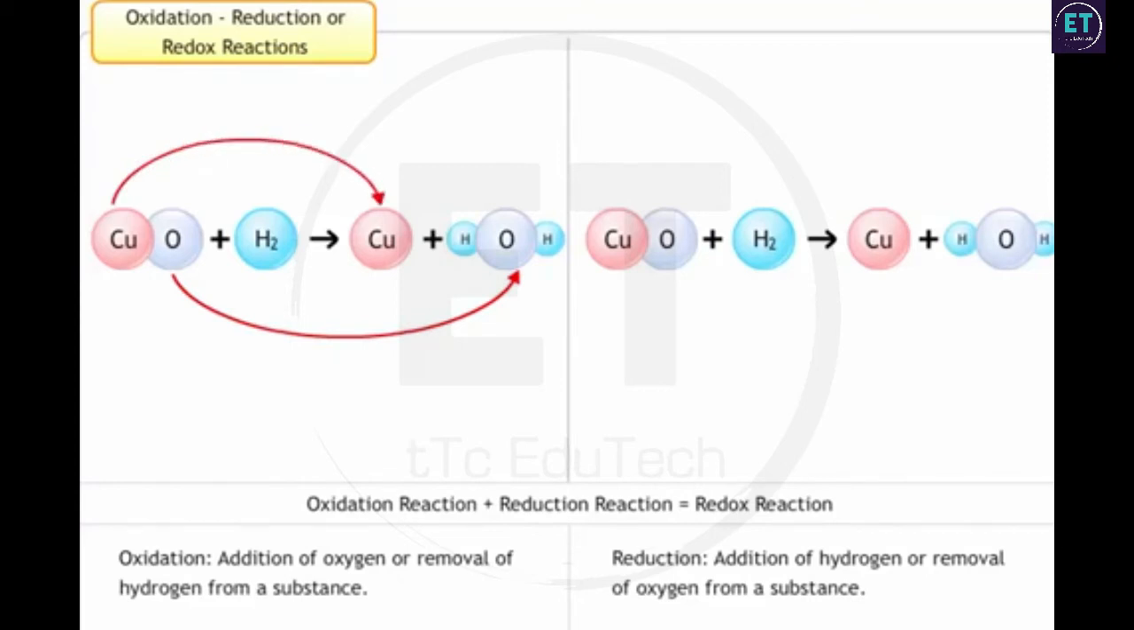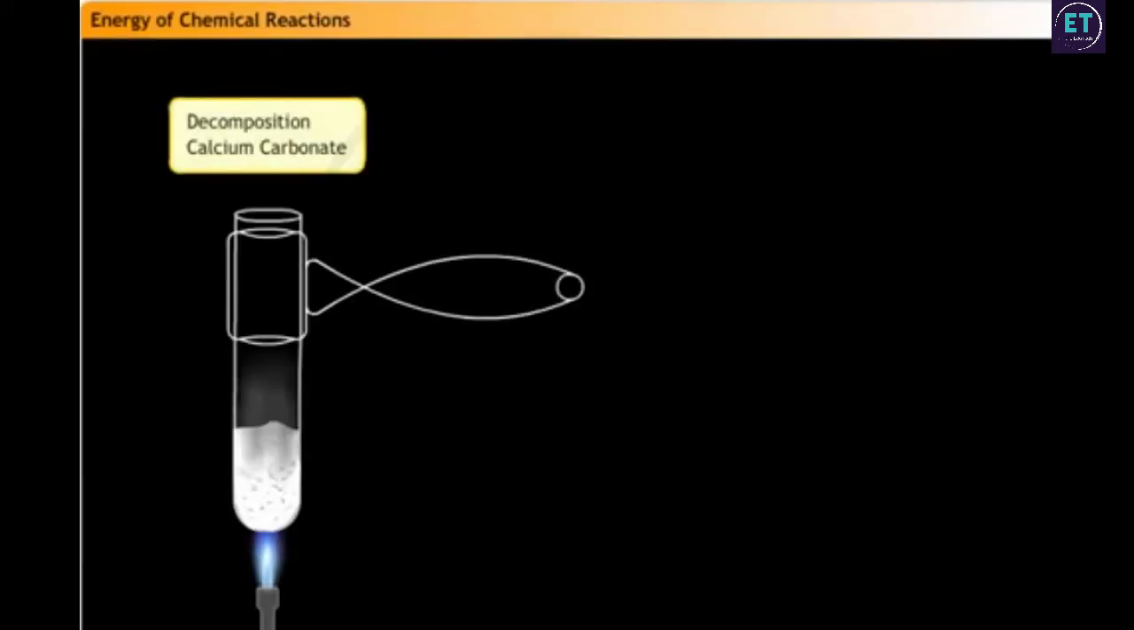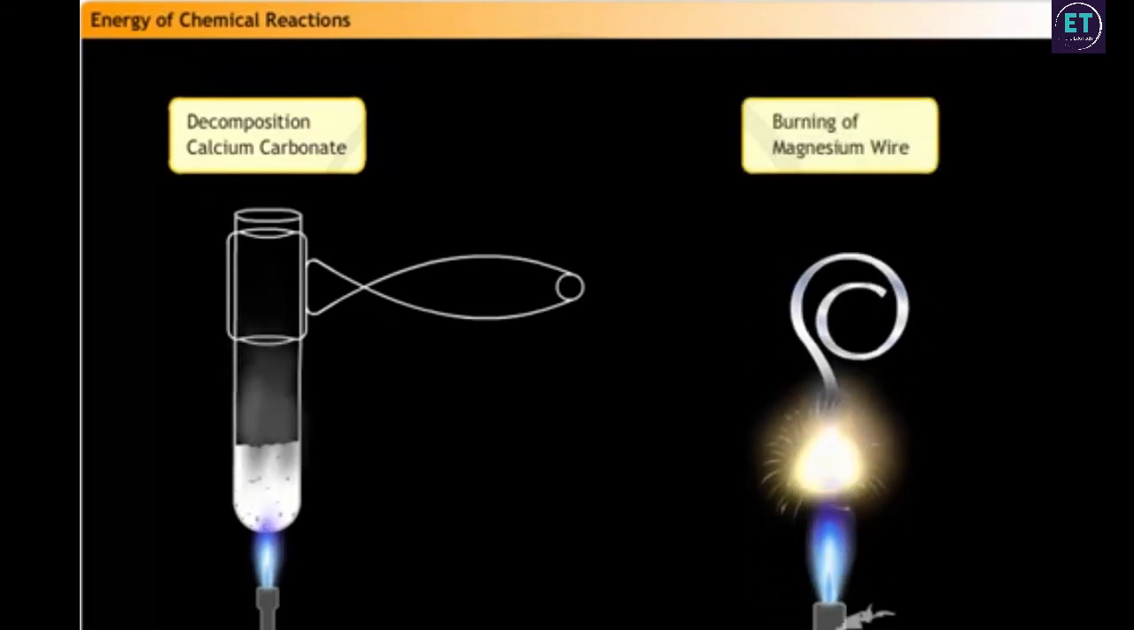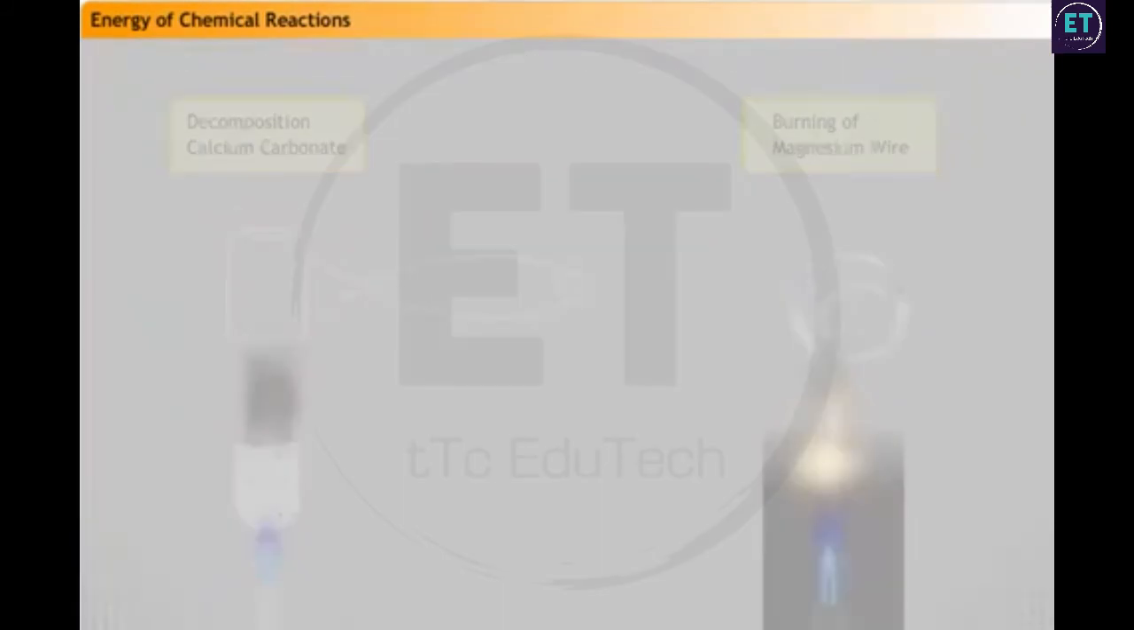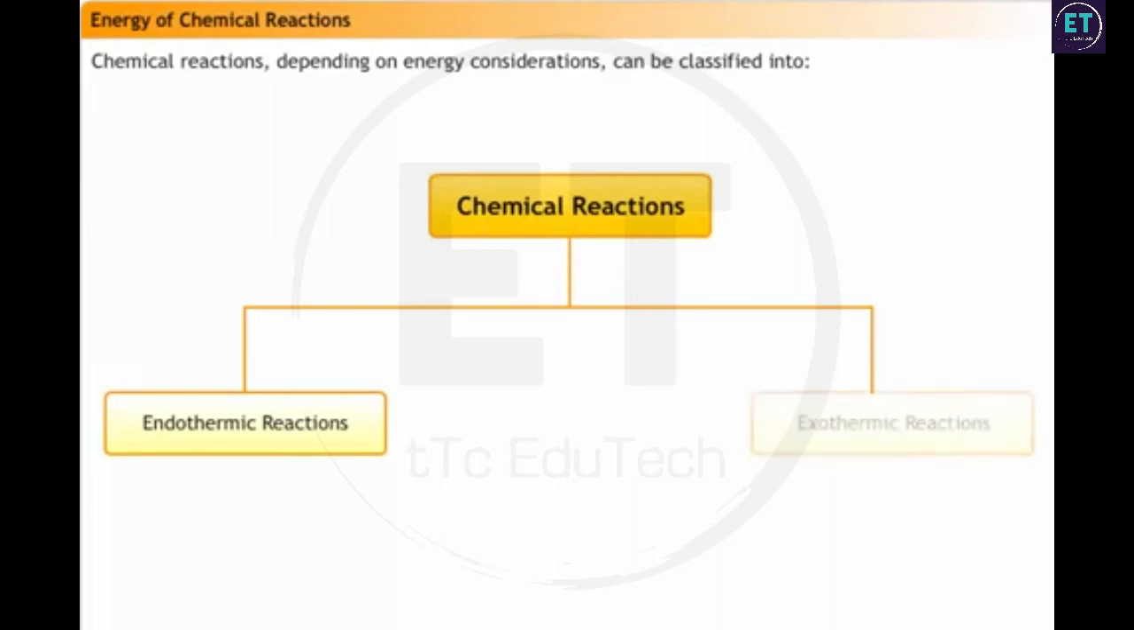On the other hand, hydrogen is changed into water. That is, oxygen is added to hydrogen. So hydrogen is oxidized to water. Thus, we find that in this reaction, oxidation and reduction occur together. Therefore, it is a redox reaction. All types of reactions result in either the release or the absorption of energy. Depending on energy considerations, chemical reactions can be classified into endothermic and exothermic.